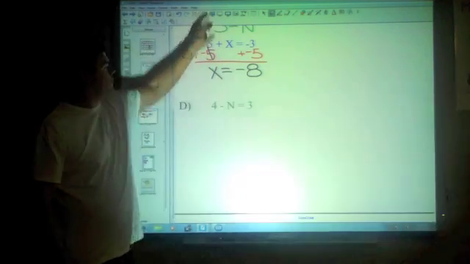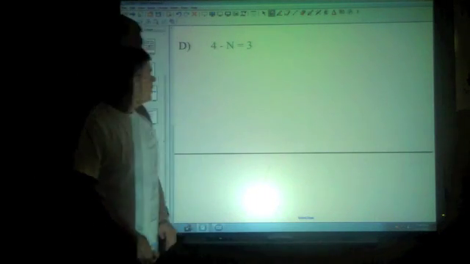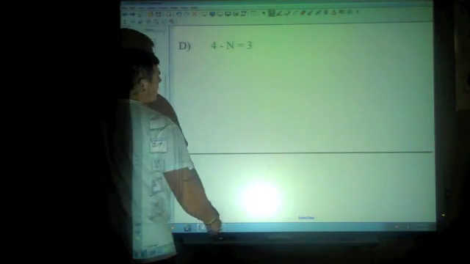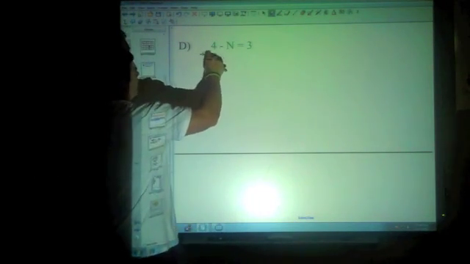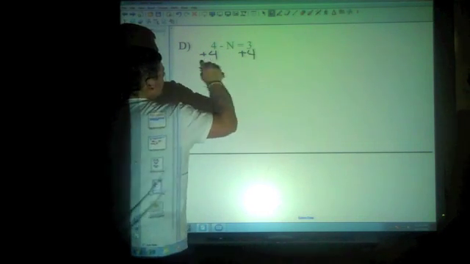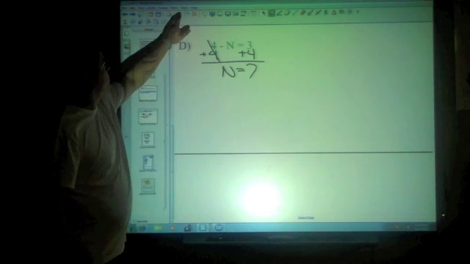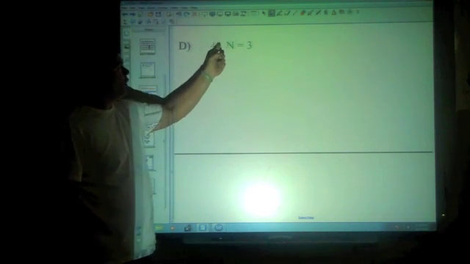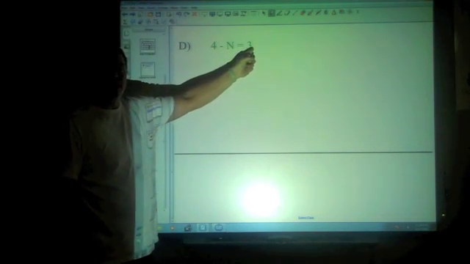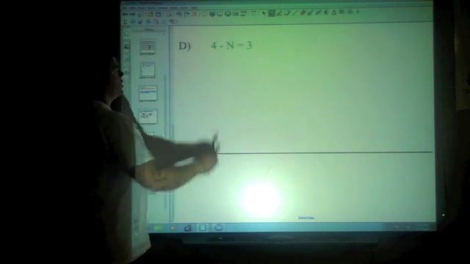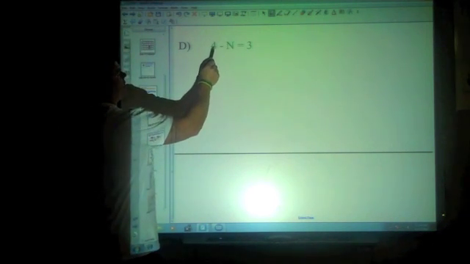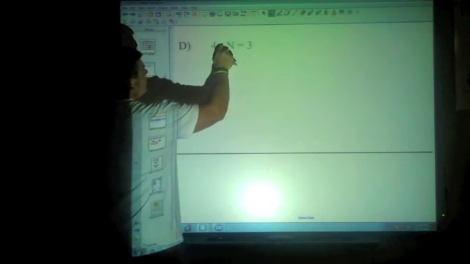And our last one, be very careful. This one, a very, very common mistake is people see the subtraction, so they add 4. And they add 4. And they think the answer is n equals 7. But if you go back to the original problem, 4 minus 7 equals 3. Nope, doesn't work. You can't see that subtraction and apply it to the 4. This is a positive 4. You got to get rid of a positive 4.